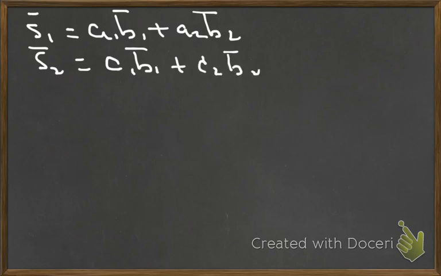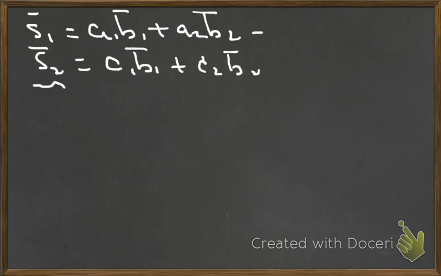B2. Now look on the right hand side, because we might be able to get a vector equation out of this. If we look at the left hand side first, there's S1 and S2, and then over here on the right hand side I have A1 B1 plus A2 B2 and C1 B1 plus C2 B2. So it looks like we have two different systems of equations.